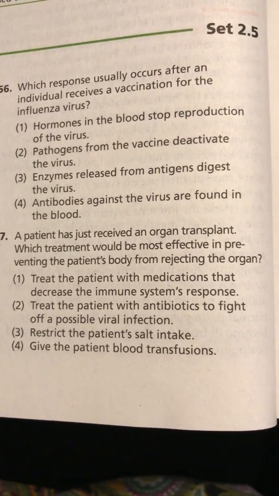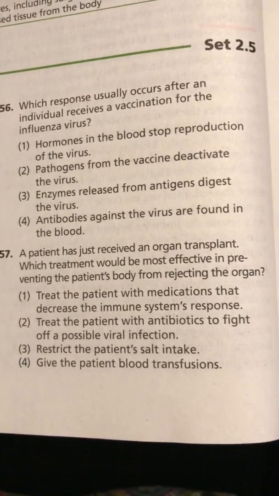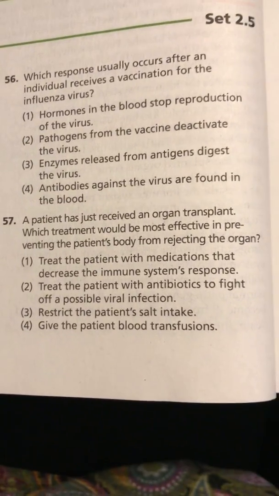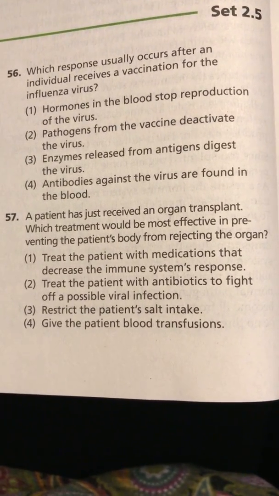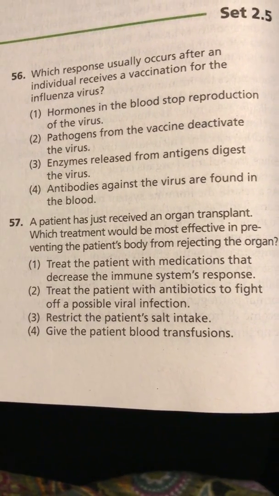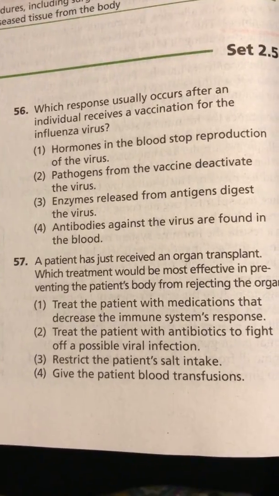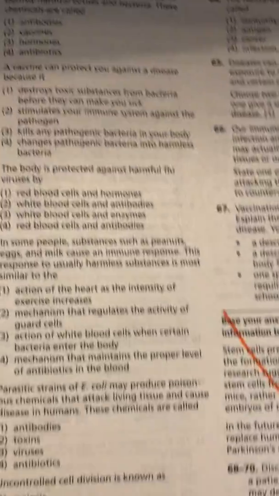57. A patient has just received an organ transplant. Which treatment would be most effective in preventing the patient's body from rejecting the organ? Treat the patient with medications that decrease the immune system's response. Treat the patient with antibiotics to fight off a possible viral infection. Restrict the patient's salt intake, or give the patient blood transfusions.